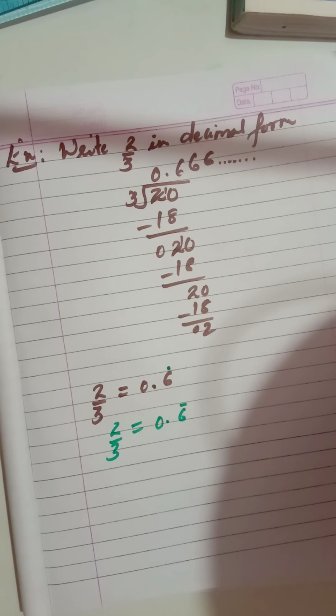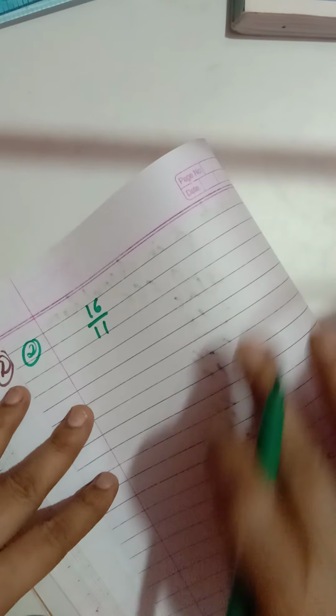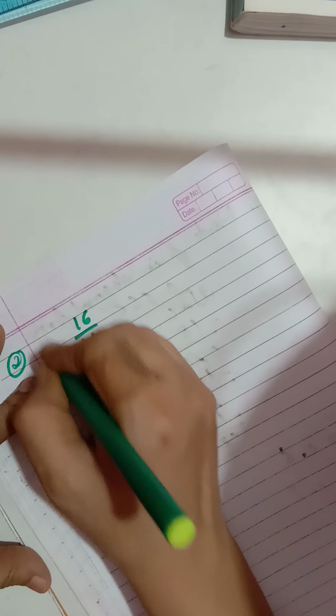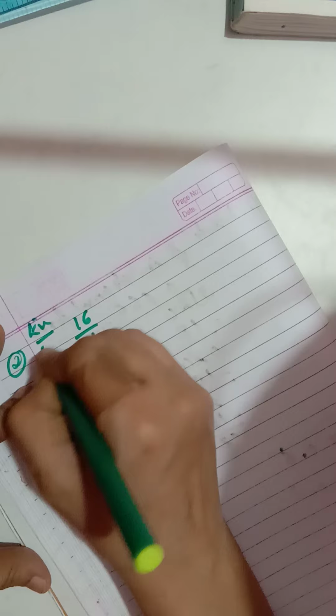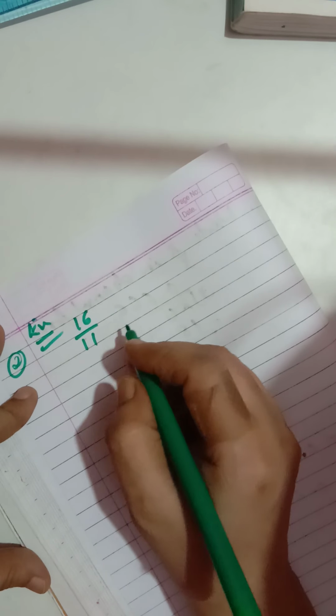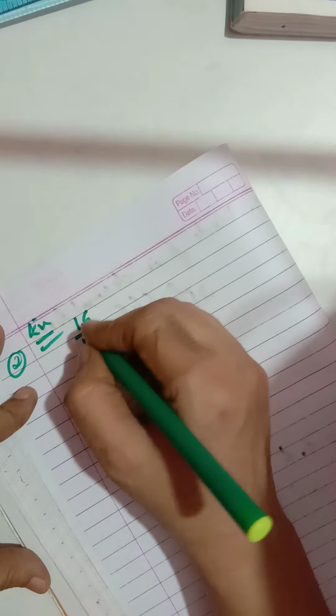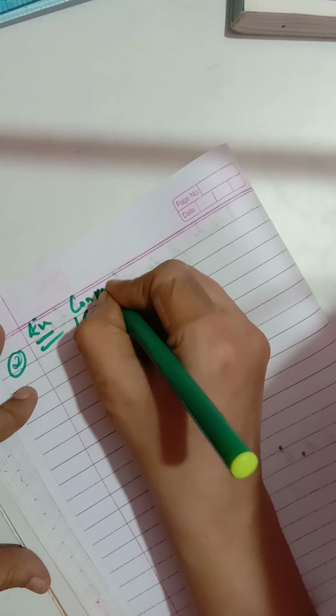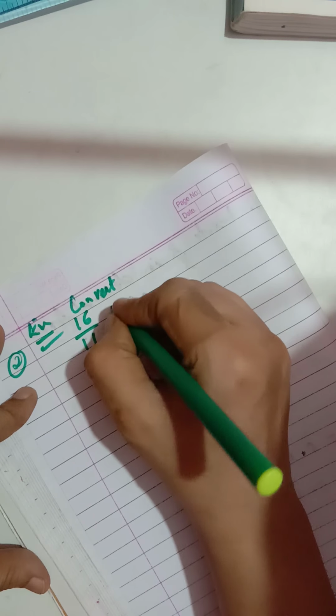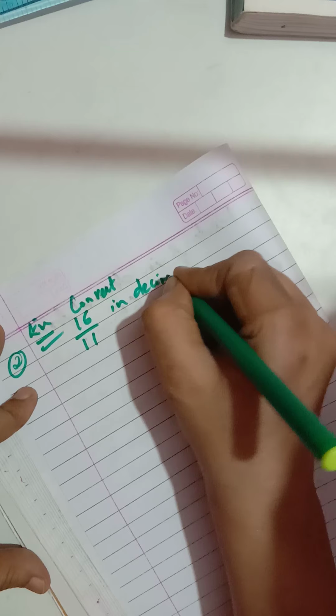Let me give one more example so that things become clear to you. Let us take one more example, children. Let us take the second example, that is 16 upon 11. Write 16 upon 11 in decimal form.